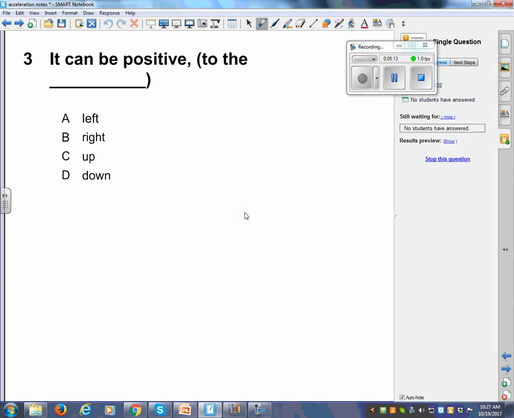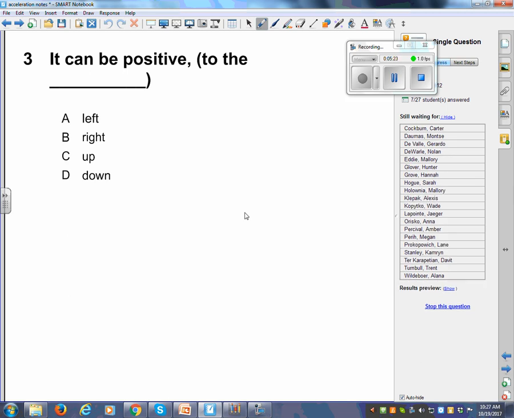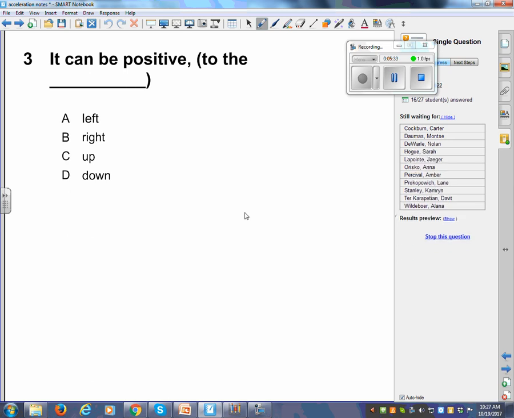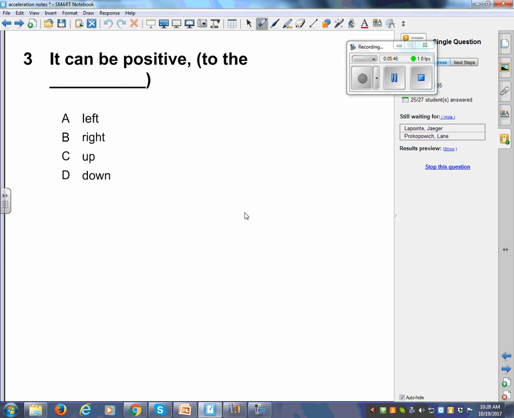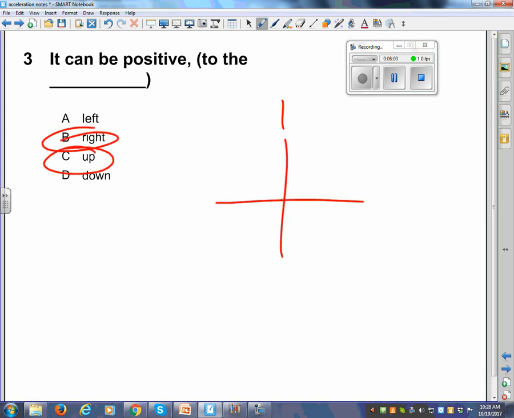So acceleration can be positive acceleration, which means to the... I believe you can answer more than one here. You can answer more than one. Positive acceleration could mean to the left, to the right, up, or down, or more than one. B and C is correct. Right? Up and to the right. Positive acceleration.